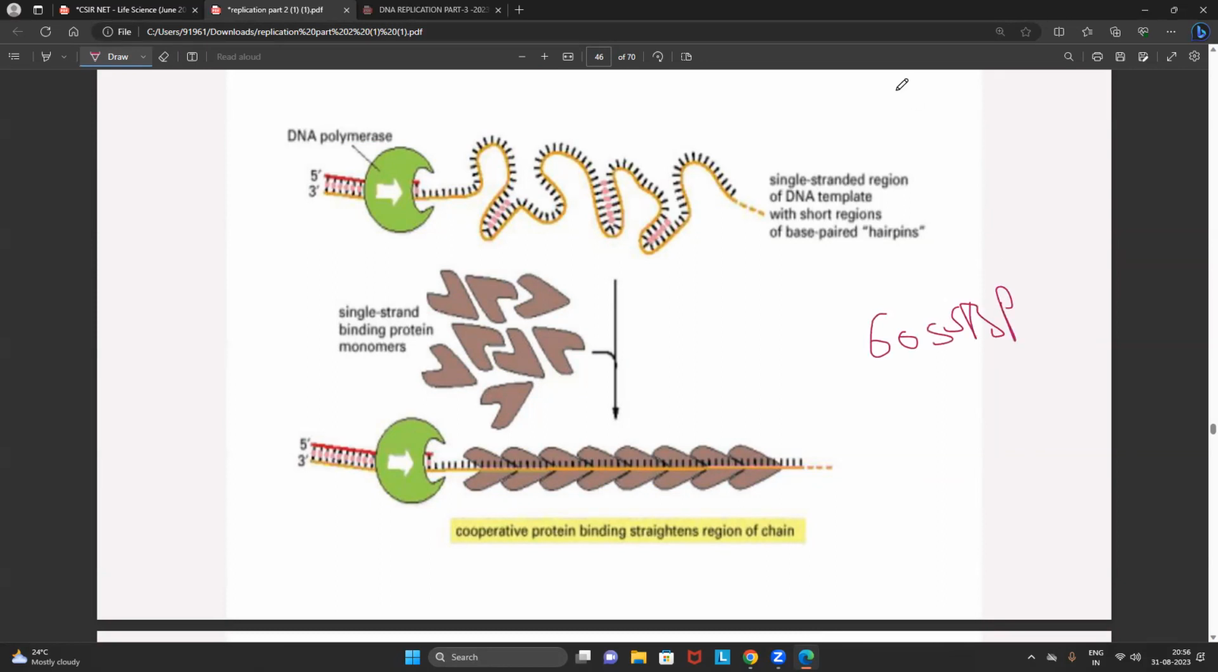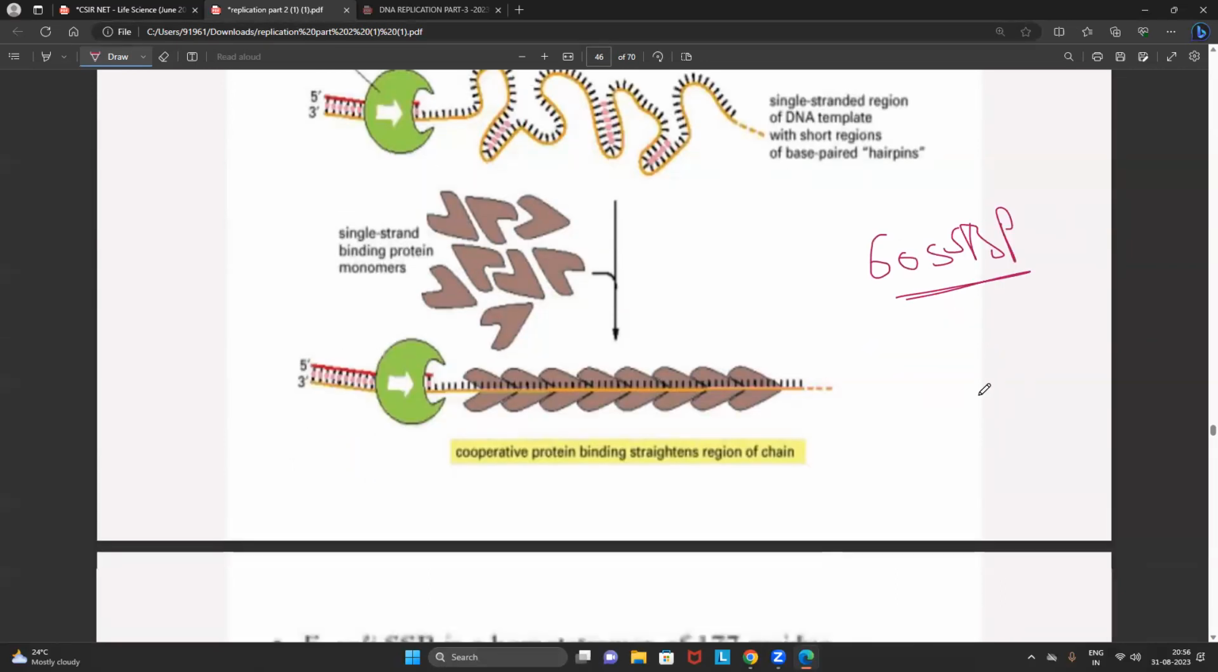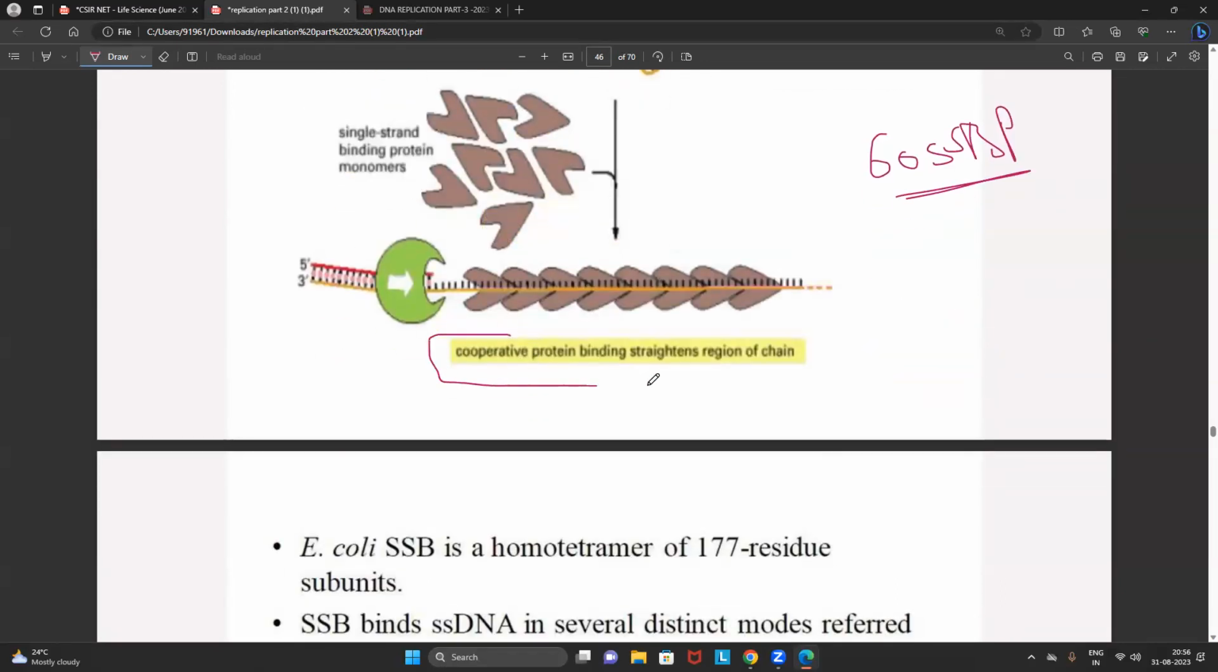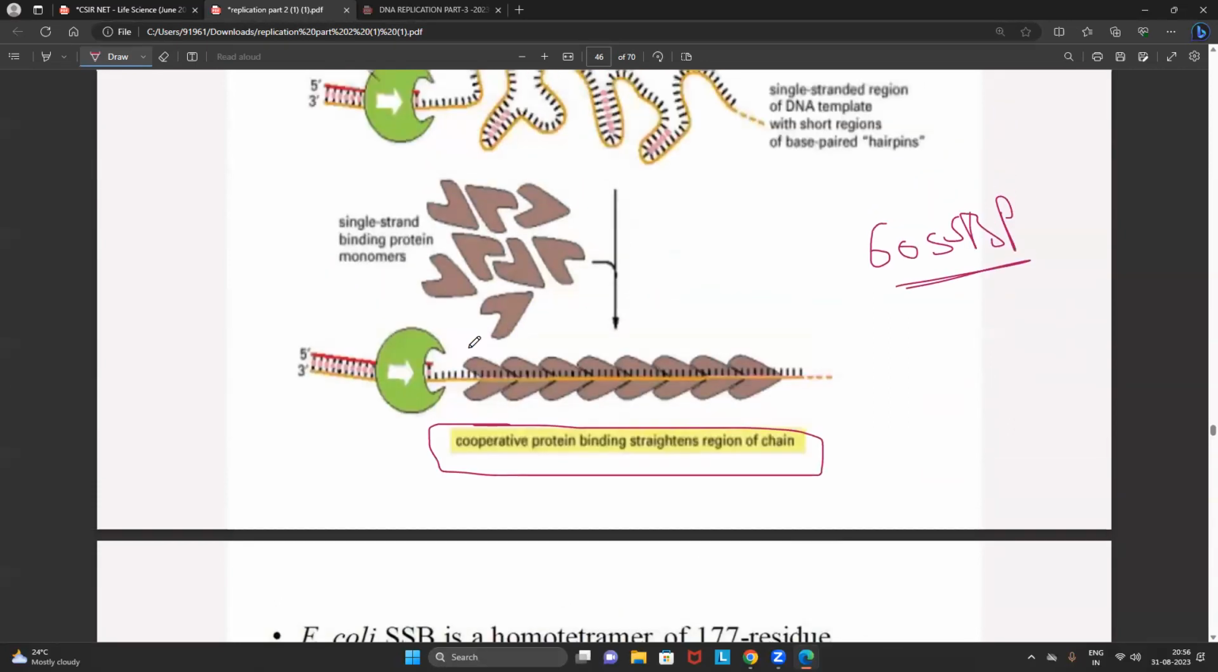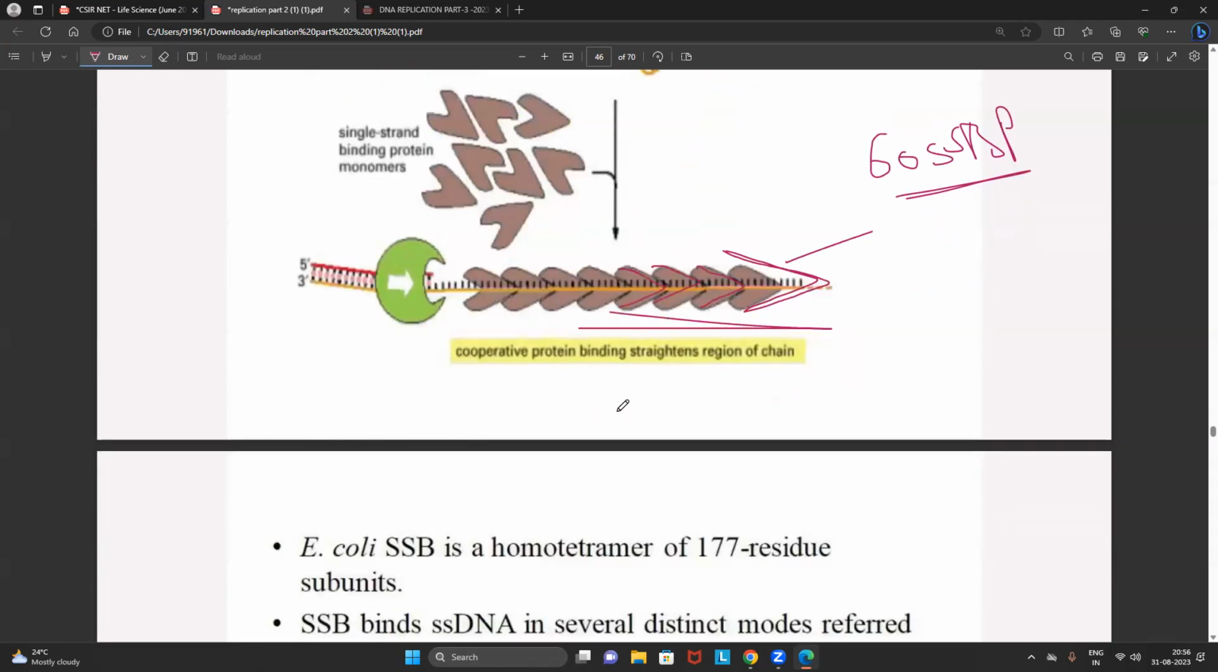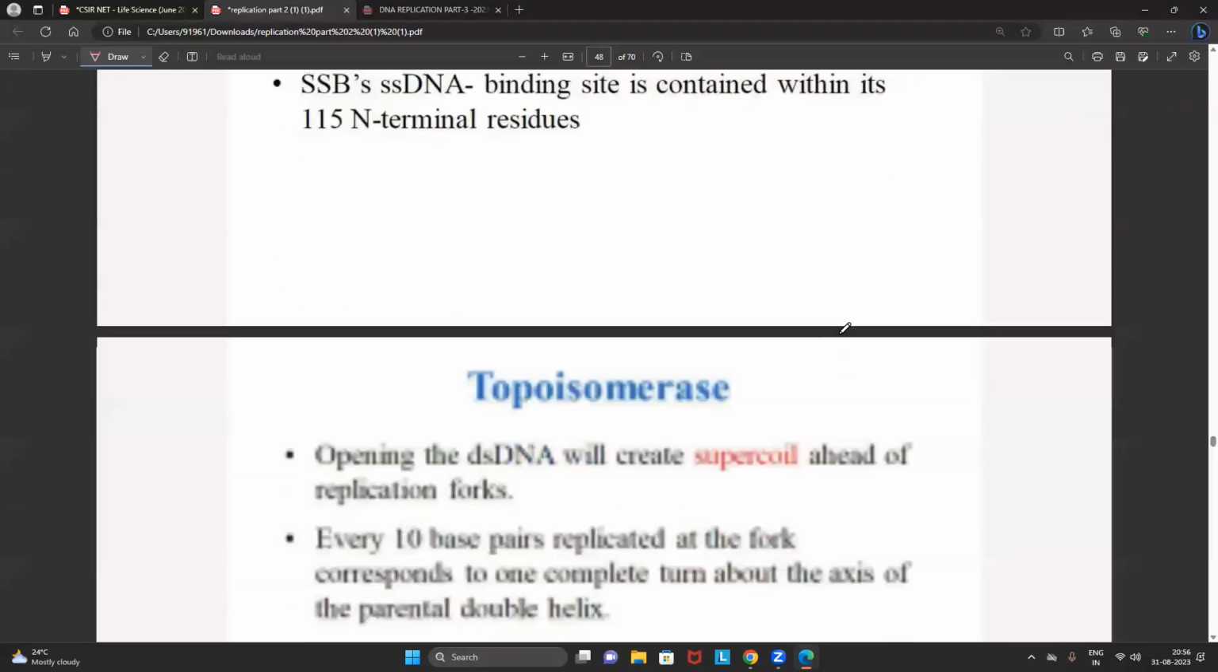And a very interesting point is that all the single-stranded binding proteins will work in a cooperative fashion. You know what we mean by the word cooperative fashion? One protein is going to support the other protein. Now you look into this. One protein is added here. Now friends, this protein will provide the binding site for the second protein. Now the second protein will come and attach. The second protein will provide the binding site for the third protein, the third for the fourth, and so on. So that's why we can say that they are all working in a cooperative fashion. Don't get confused with that.